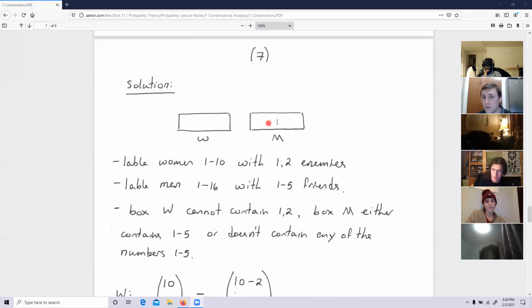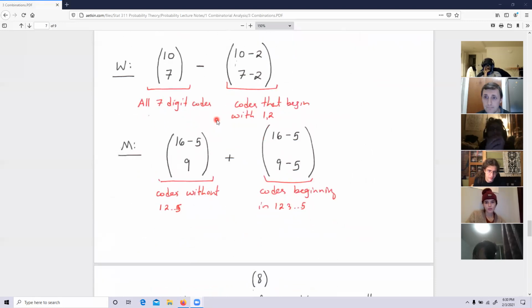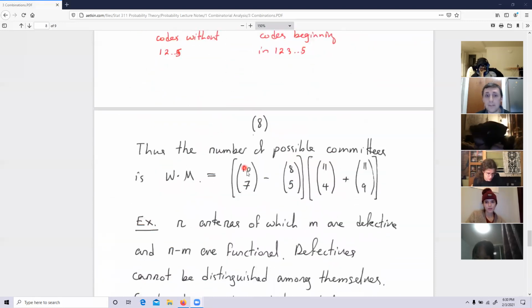Now, because you have those 2 boxes, you multiply. By the basic principle of counting, it's now multiplication. Yes? So we have 10 choose 7 minus 8 choose 5 multiplied by 11 choose 4 plus 11 choose 9.